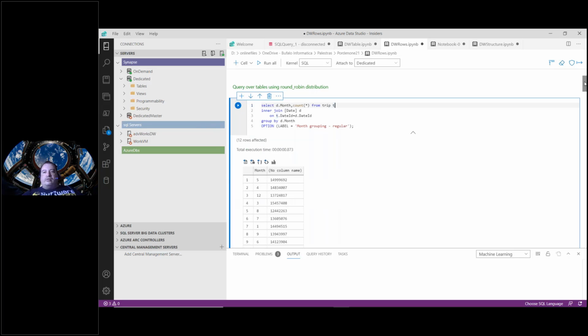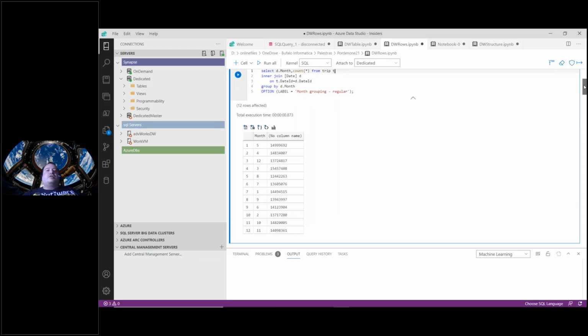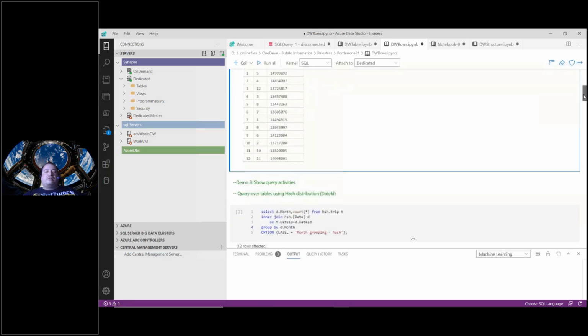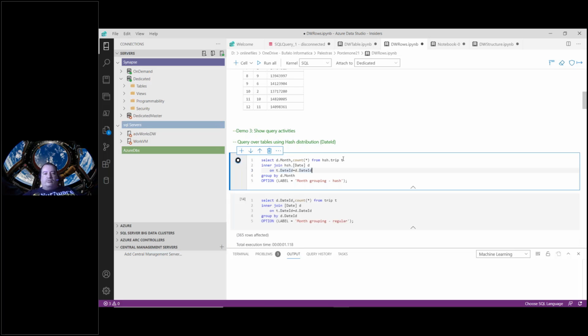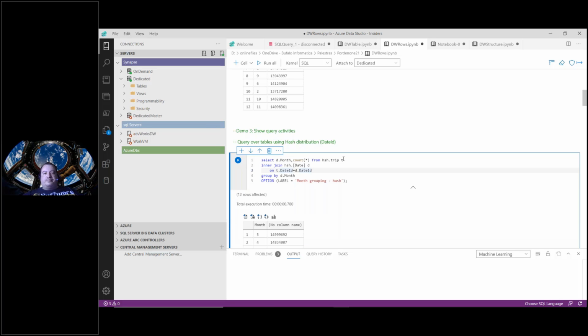I can try again just to avoid any kind of cache. 873 on the first one, and the second one reduced to 780, so it's more efficient. It's not such an expensive query.